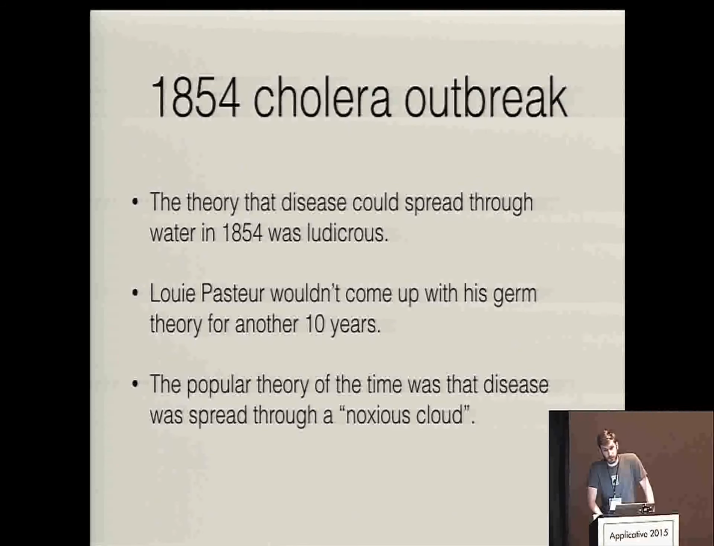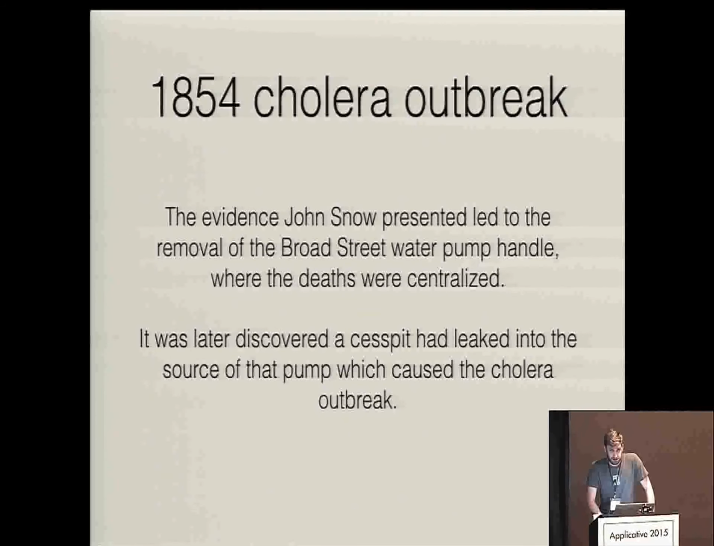Still, though, when they saw the data, John Snow convinced them to remove the handle from the water pump, and the deaths stopped in that area once people stopped getting water. They later did some investigations, and they found that a cesspit, this is pre-sewage system, a cesspit was dug too close to the water source, and it was leaking into it.